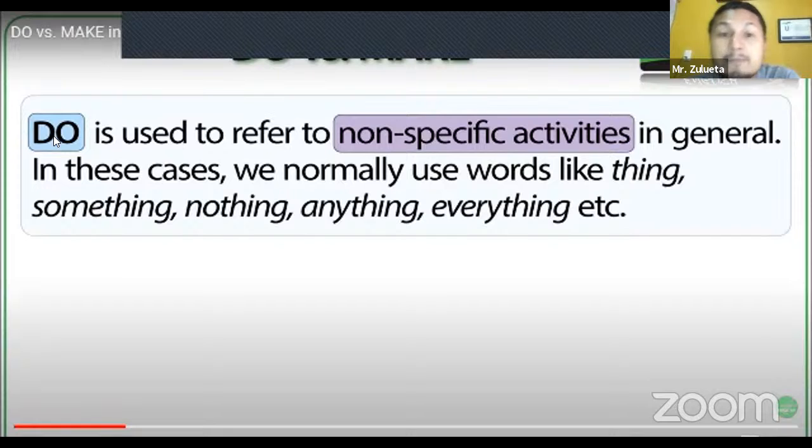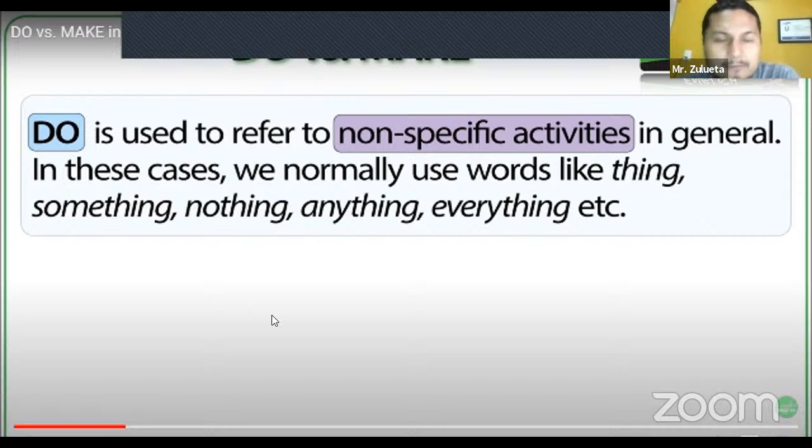In fact, you can use the verb do with these words. For example, I am going to do something. Voy a hacer algo, okay? Do something. I am not going to do anything. With this expression, this is a negative, so do not use two negatives, okay? So you can use, you have to do nothing. Tienes que hacer nada. You have to do nothing, all right? Do everything, haz todo, do everything in your homework, okay?